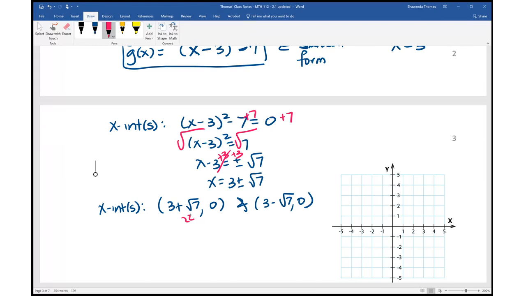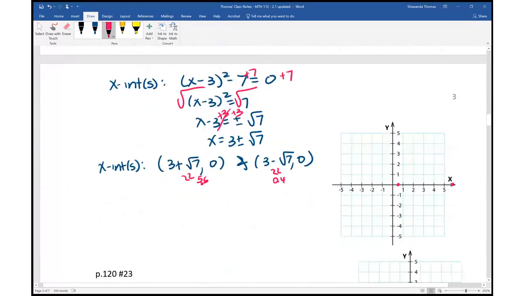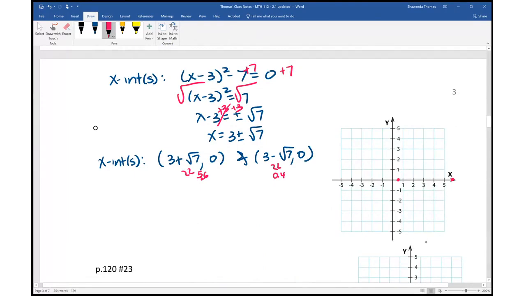And that's approximately 5.6. Okay. And what is 3 minus the square root of 7? That's approximately 0.4. So when you graph your x-intercepts, you're going to have a point over here and a point over here. And then you have your vertex. It's 3, negative 7. That's a point.